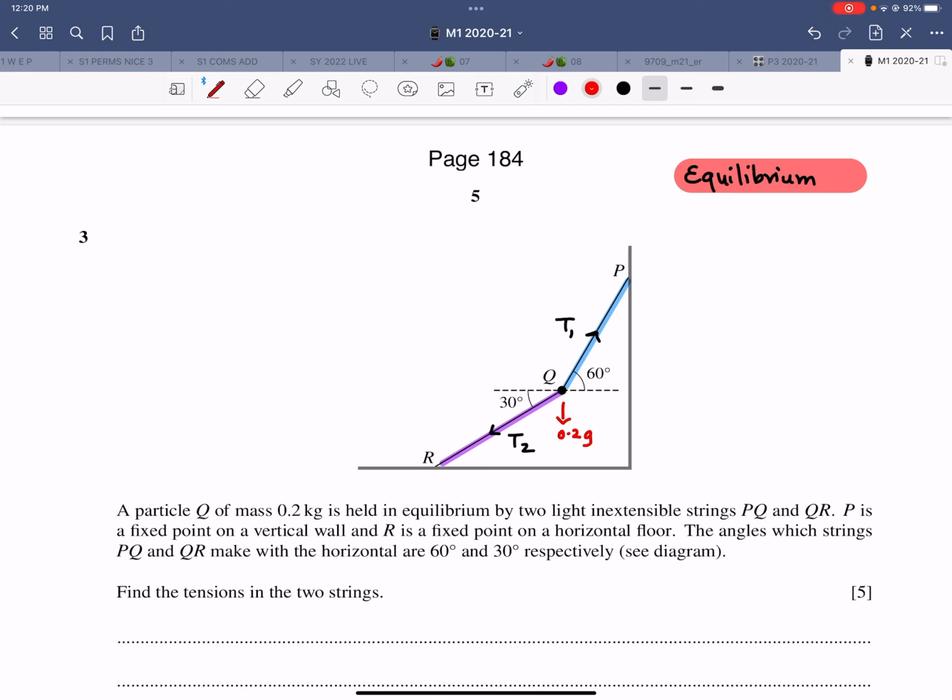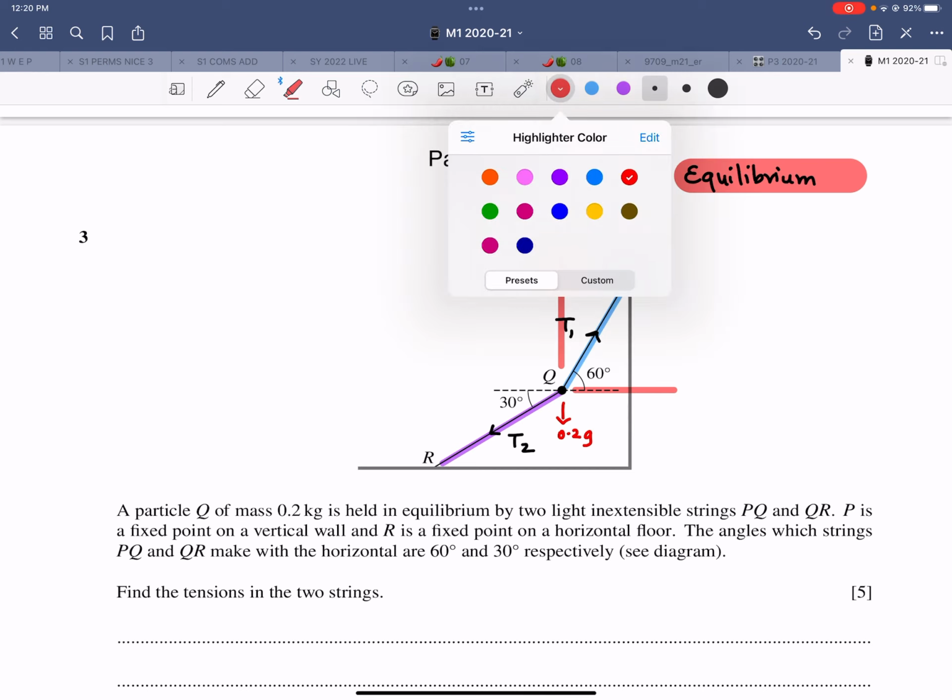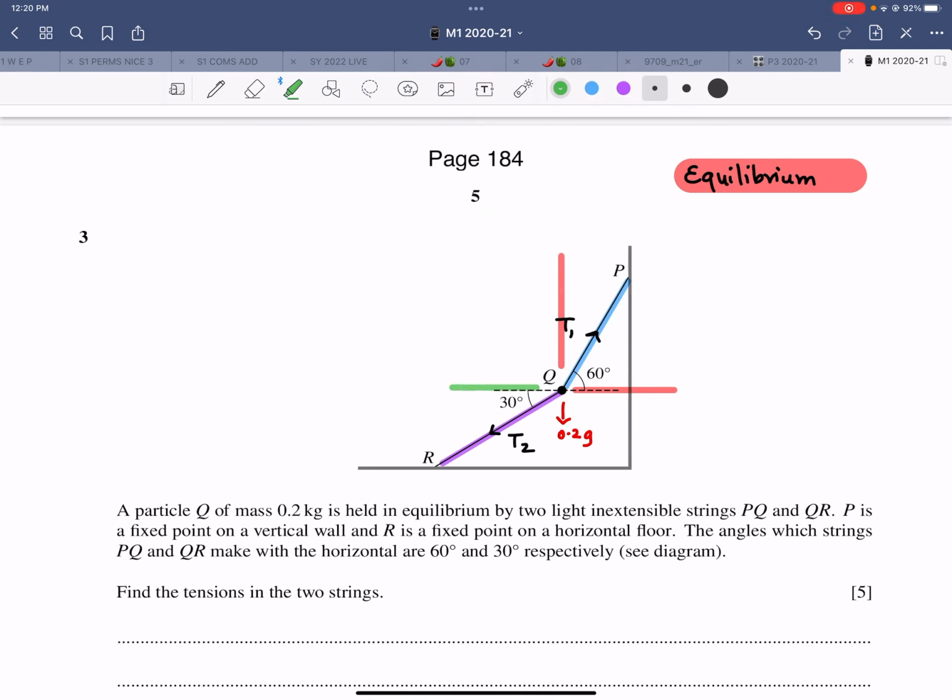Now we naturally need to resolve it. So let's resolve the components. This is the horizontal component, this is the vertical component for this, and this is the horizontal component, this is the vertical component for this. So therefore this is T1 cosine 60, this is T1 sine 60, this is T2 cosine 30, this is T2 sine 30.